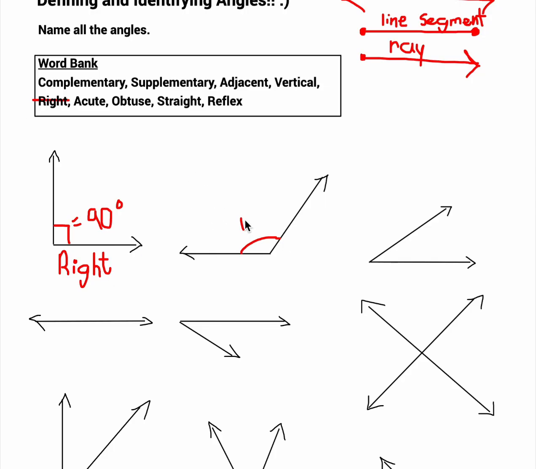The next angle looks much greater than 90 degrees, so you can automatically tell that it is an obtuse angle. So for the next angle, this is less than 90 degrees. So knowing that, we can tell that it is an acute angle.